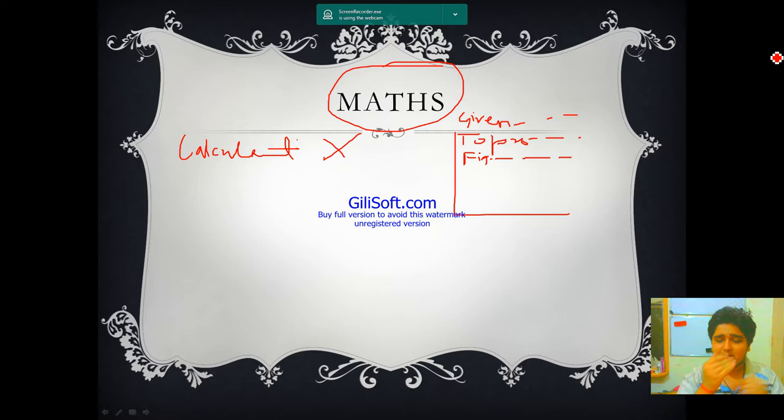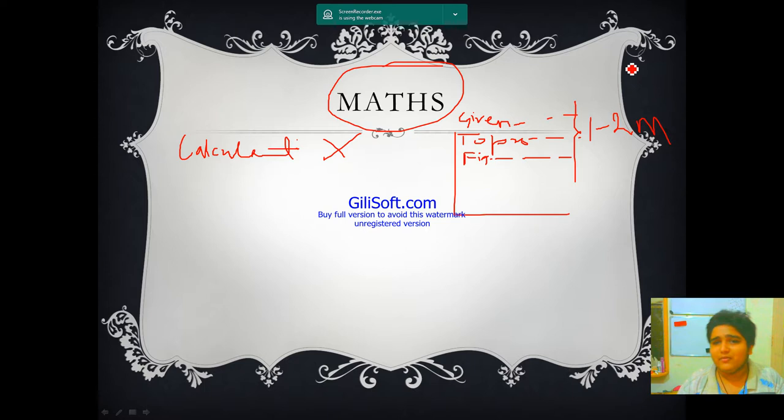This first thing will at least fetch you 1 to 2 marks. Really, you're doing nothing here, right? You're just taking what is there in the question and writing it. Why? Because this proves that you understood the question. This proves that you understood the question. So at least it will fetch you 1 mark.